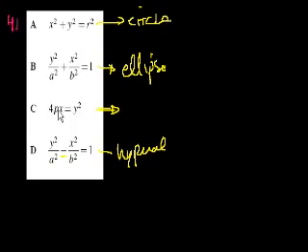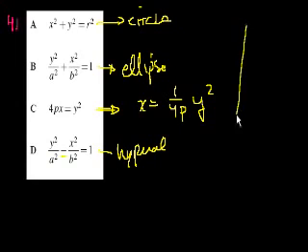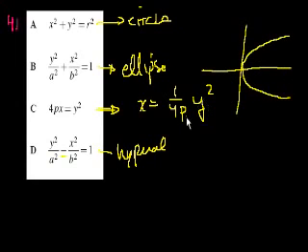Because if I were to divide both sides of this by 4p, I get x is equal to 1 over 4p times y squared. So it's a sideways parabola, right? It looks something like this. If that's the x and y axis, the graph will look something like this. It's going to be a sideways parabola, but it's a parabola nonetheless. So the choice is C.